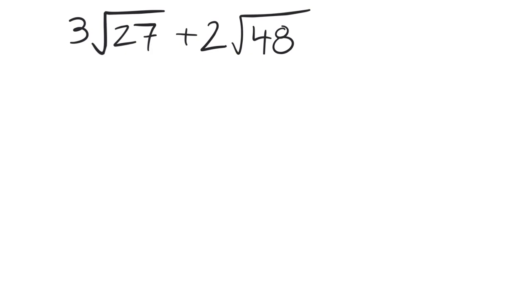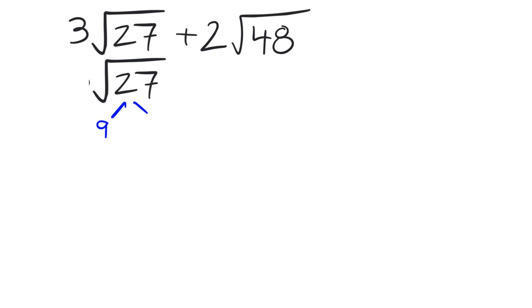All right, to add these two terms, what we're trying to do is see if we can make them like terms by simplifying those radicals. Here's what I mean by that. We're going to take the square root of 27, and I don't really care about that 3 right now. Let's split this up to see if we can get any matching pairs to pull out of that square root.